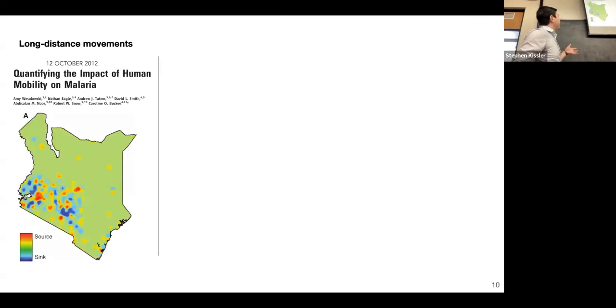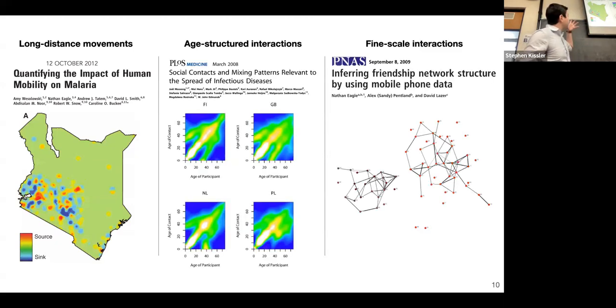And the previous work in this area, there's been a lot, and it's taken place in a couple of different areas. So one is looking at really long distance movements using essentially pings from cell phone towers. And so this is a map of malaria in Kenya, looking at basically sources and sinks of human mobility and mapping that with the transmission of disease.